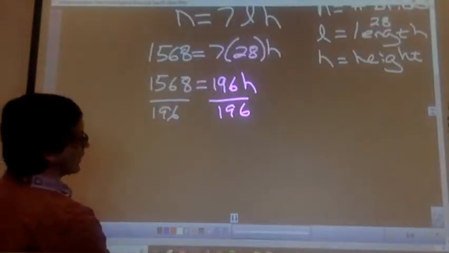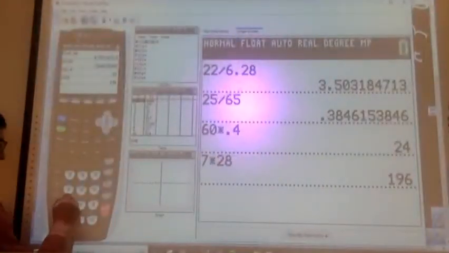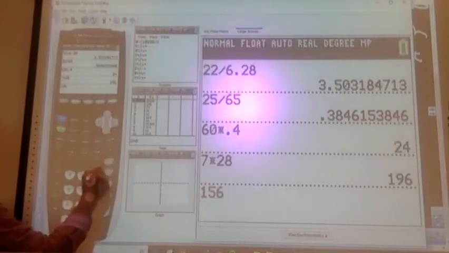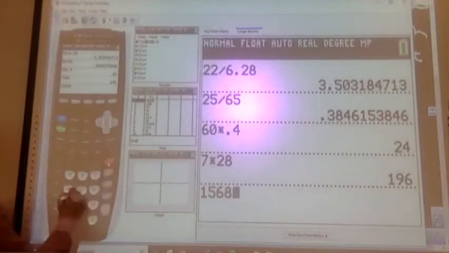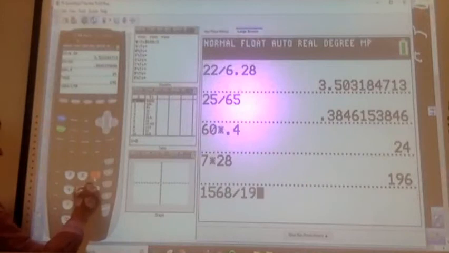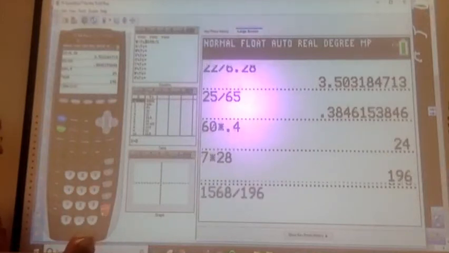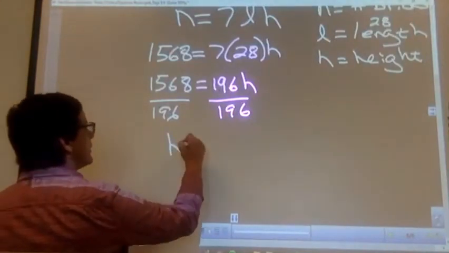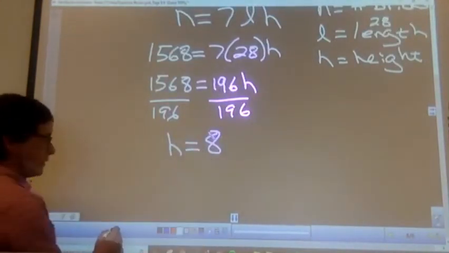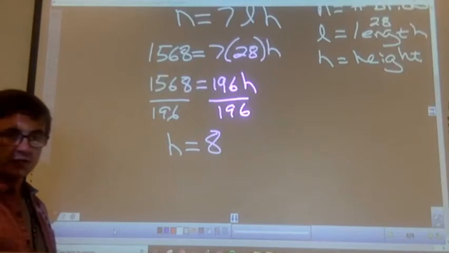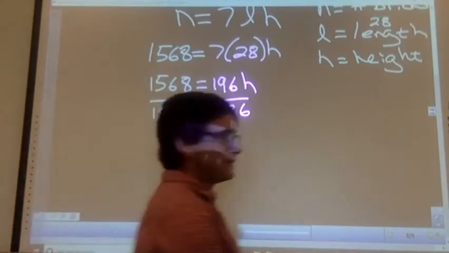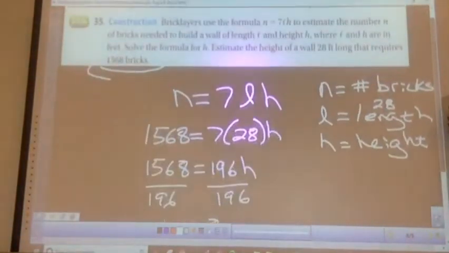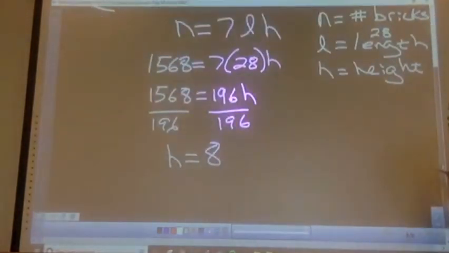So we're doing 1568 divided by 196. And you get 8. Anyone remember units? Units are feet.